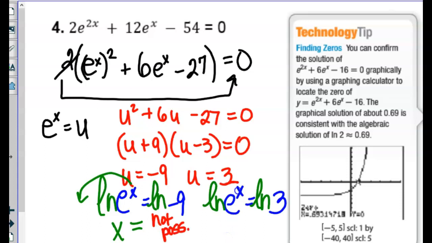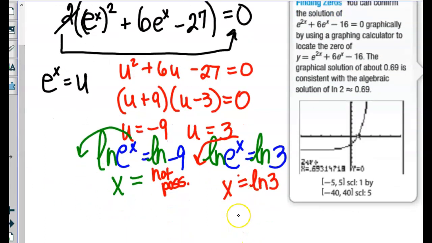Over here, we move this out front, and we have x ln of e, which is 1, equals ln of 3 is the exact answer, or Destiny? 1.099. Okay, so there's our answer, exactly or approximately.